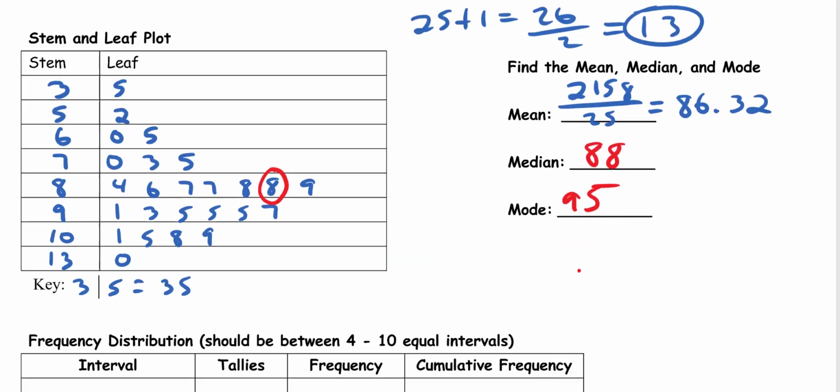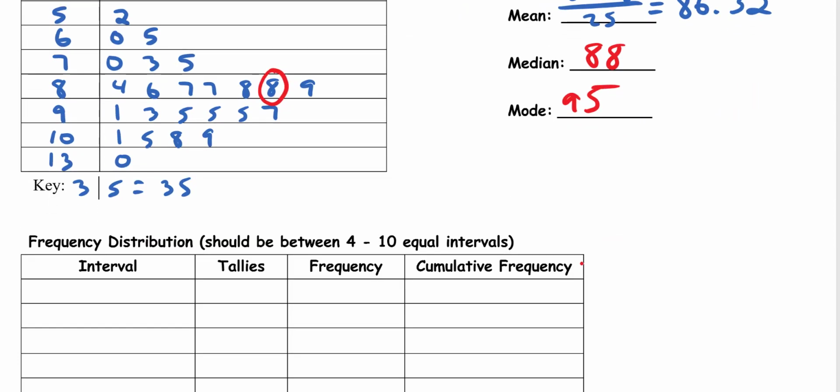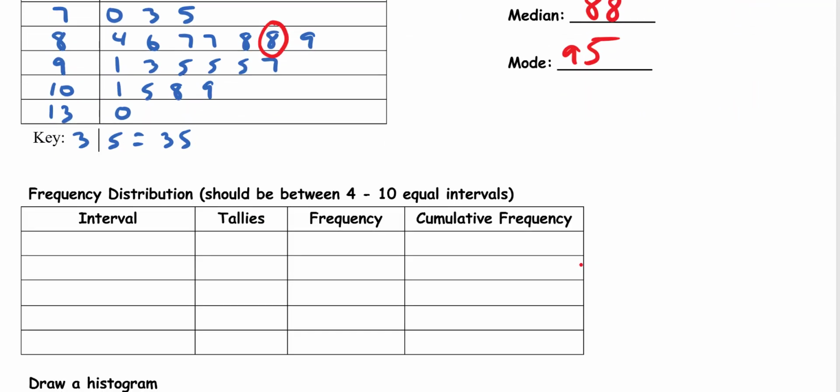So I'm going to ask you guys to do everything with this chart now. We're going to do a frequency distribution. This is something I'm telling you now, I won't tell you later: it's 4 to 10 equal intervals. If there's a lot of data, you may want more intervals. If there's less data, you do fewer intervals, but always between 4 and 10. That's usually the norm.